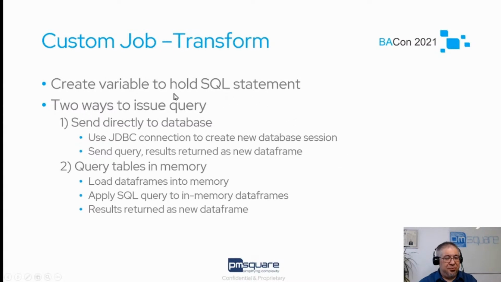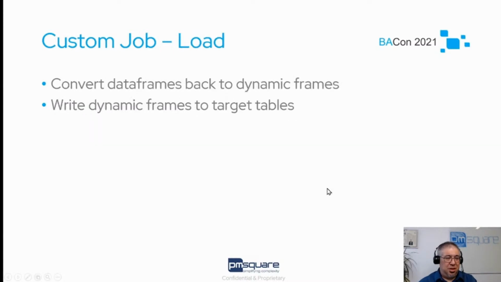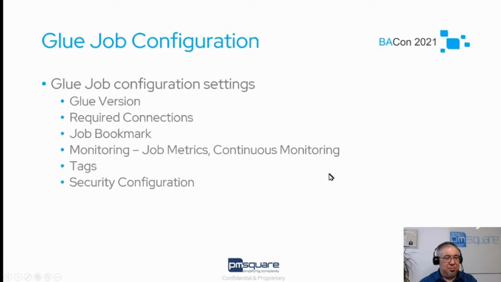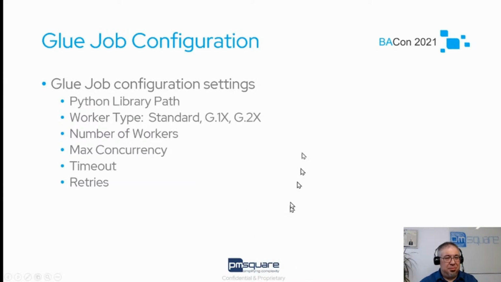So in our transformation, we did the issues of the query, and in our load, we converted the data frames back to dynamic frames and wrote those to the target tables. I talked a bit about the configuration settings: the Glue version, required connections, bookmarking, tags, and monitoring, the Python library path, the worker types, and the number of workers.